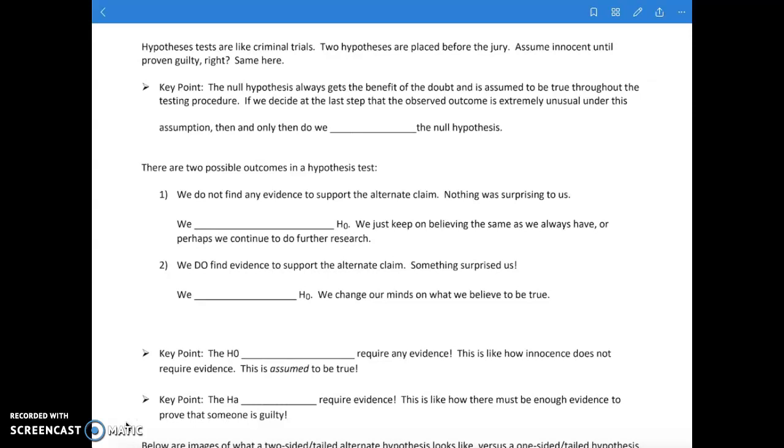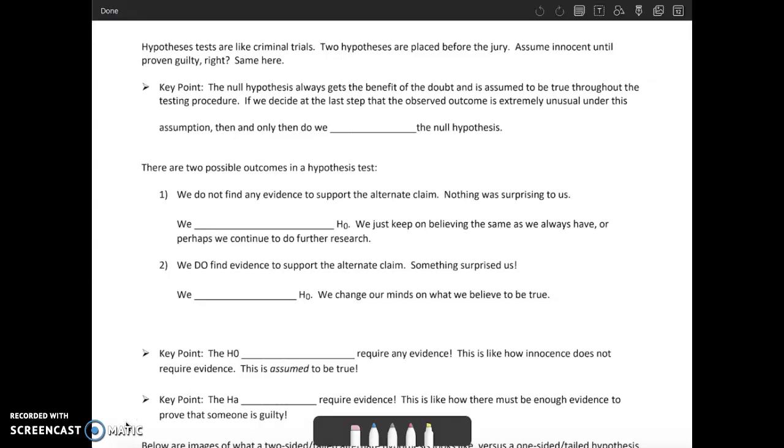Only at the last step can you decide that the observed outcome is extremely unusual under the assumption that the original null hypothesis is true. And then and only then do you reject the null hypothesis.